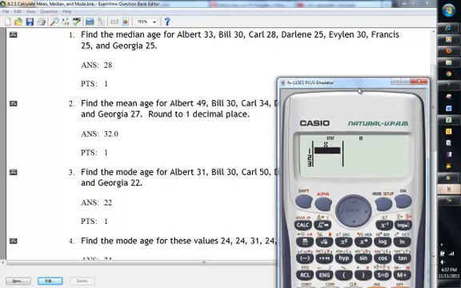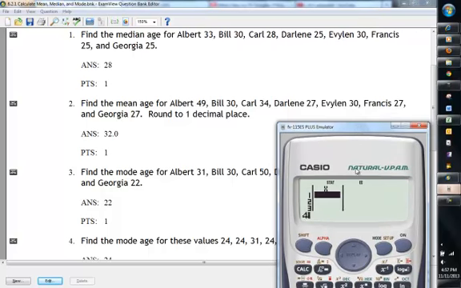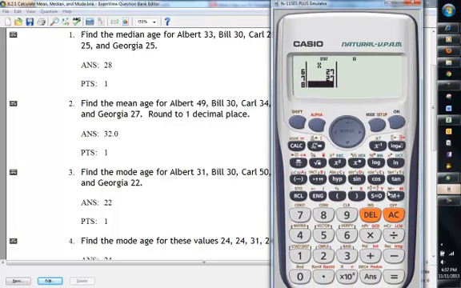And so all we have to do is fill in the chart. 49, that's how old Albert is. 30, Bill. 34, Carl. 27, Darlene. 30, Evelyn. 27, Francis. And 27, Georgia. There are 7 people there. Then we have to press all clear to get back out of that mode.